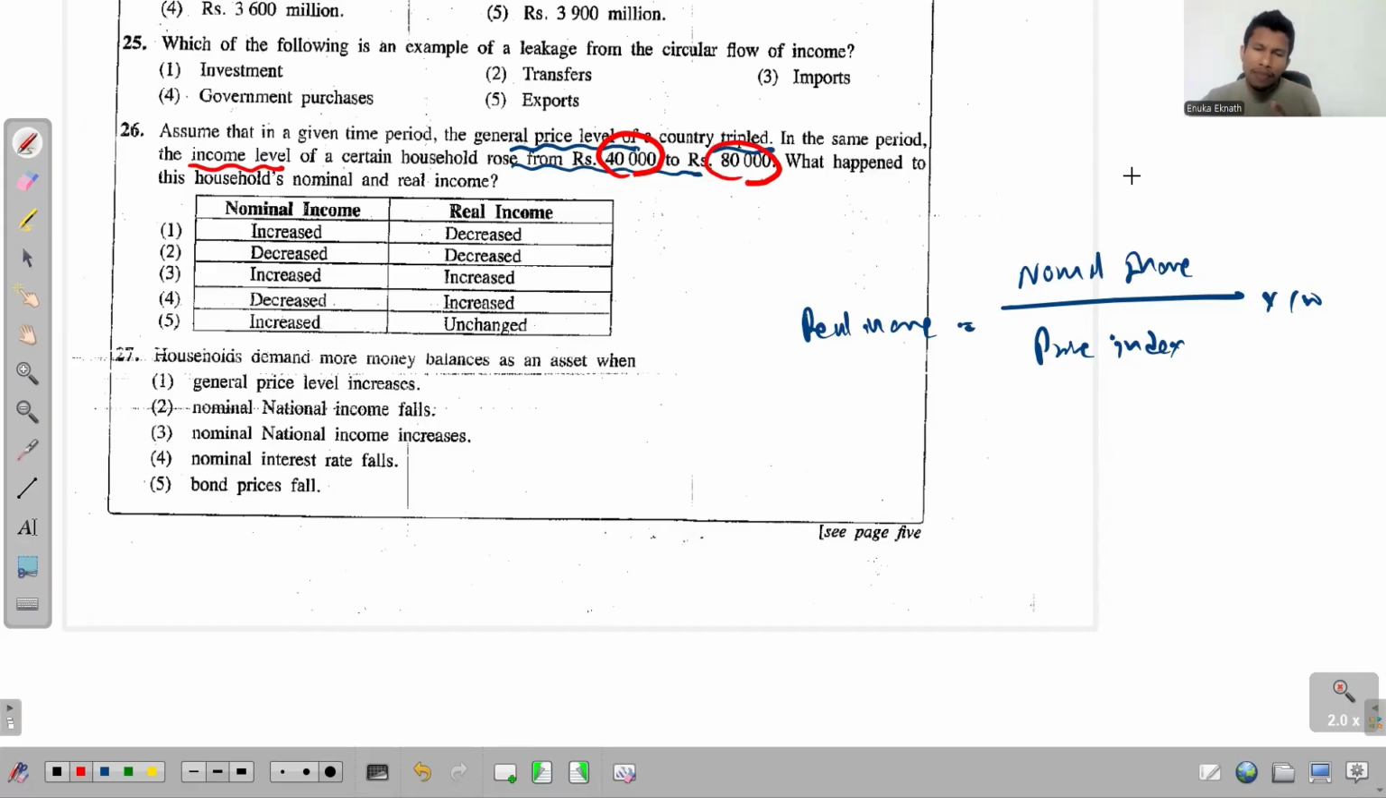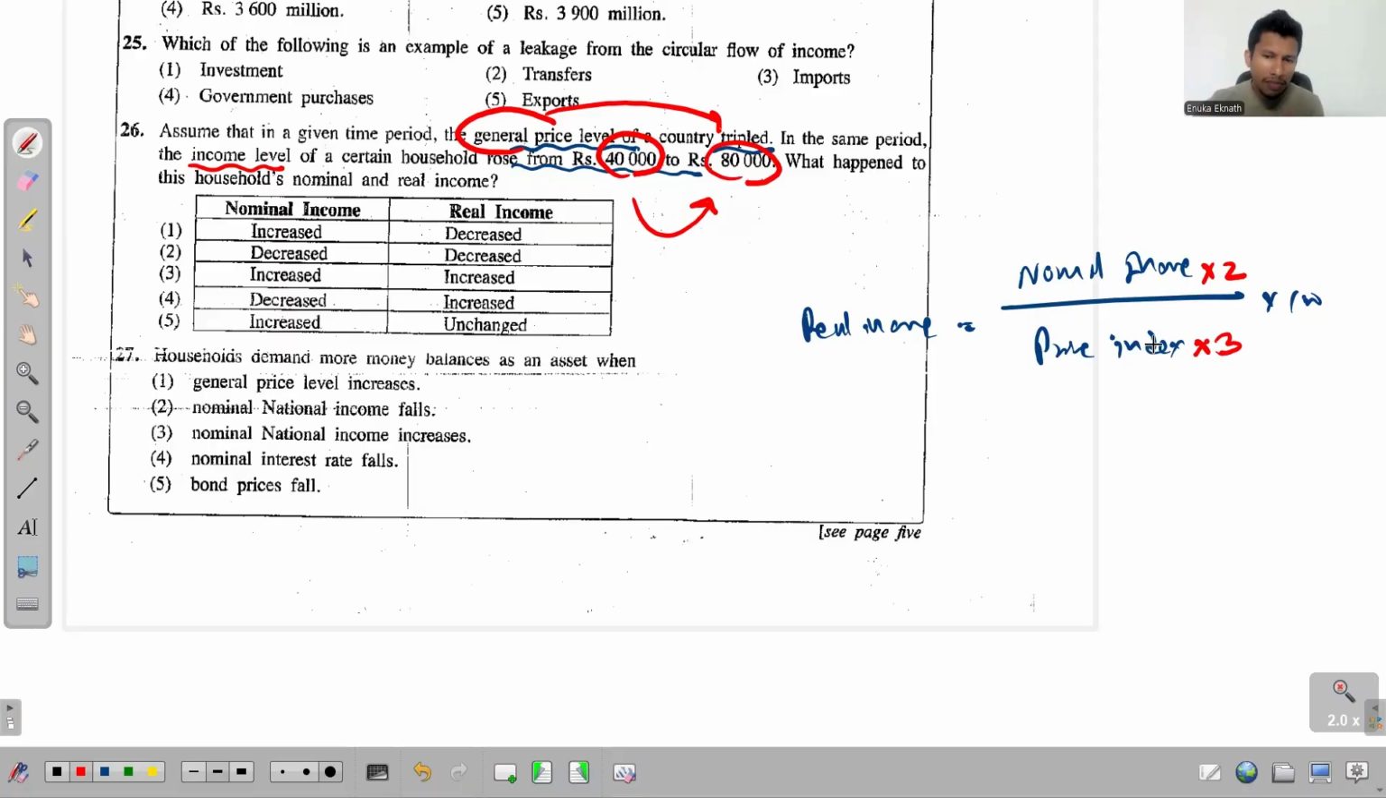So there are two different approaches to get this answer. First, I'll show you the one that I think is the easiest, the most convenient. You just think that it doesn't matter how much his nominal income was previously. It was 40,000, but for the time being, let's assume that we don't know that. So somehow this value gets doubled. 40,000 has become 80,000, which means simply the value has doubled. And what happens to the price index? The general price level has tripled.